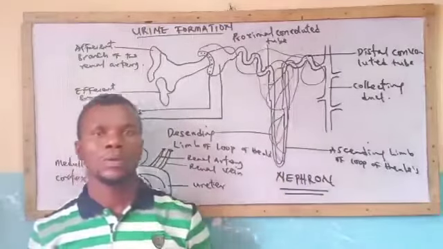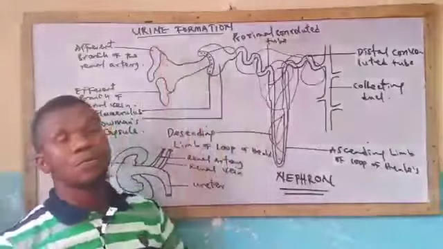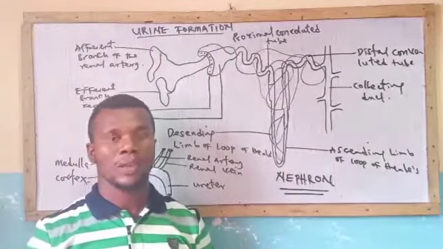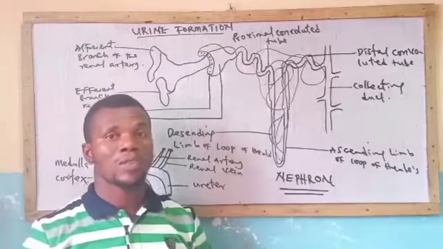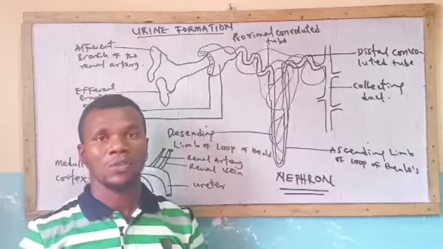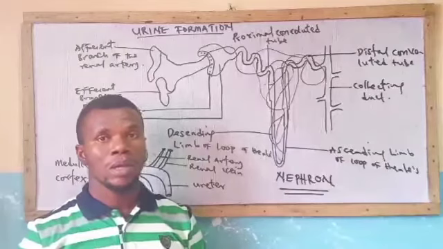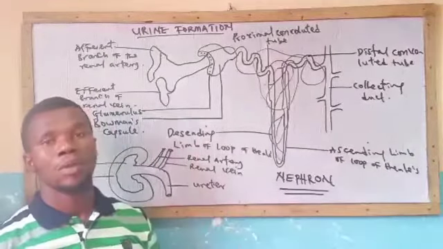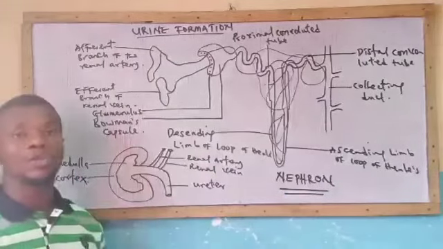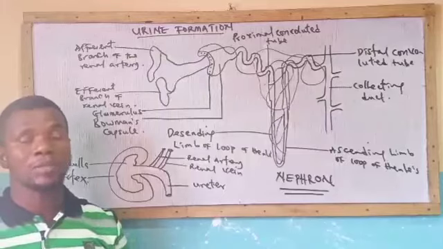Good day, viewers. Today's topic will be looking at urine formation. Urine formation as a case study or as a topic in biology is to describe how the urine is being formed. Now, based on the diagram, it shows the kidney part and the nephron. The urine process, or urine formation, occurs in the kidney.